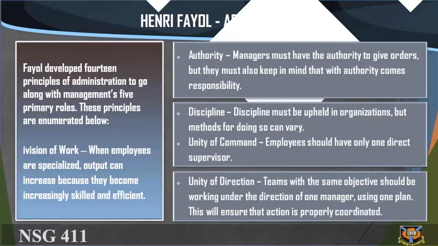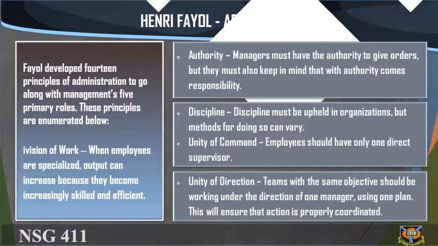Fayol developed 14 principles of administration to go along with management's 5 primary roles. These principles are enumerated below. Division of work. When employees are specialized, output can increase because they become increasingly skilled and efficient. Authority. Managers must have the authority to give orders, but they must also keep in mind that with authority comes responsibility. Discipline. Discipline must be upheld in organizations, but methods for doing so can vary.